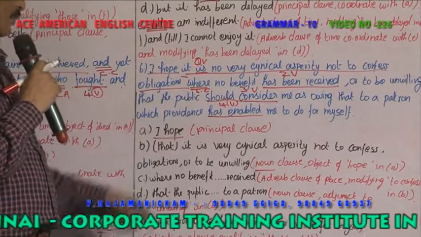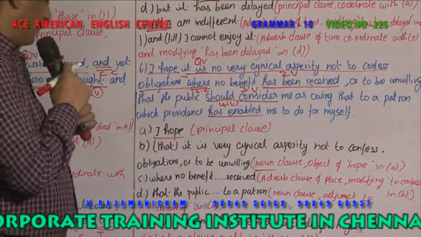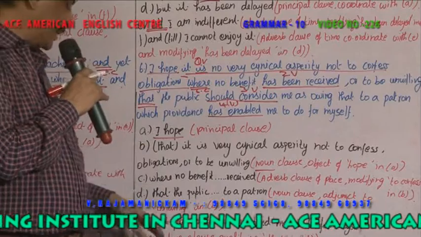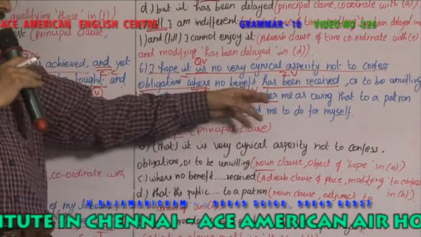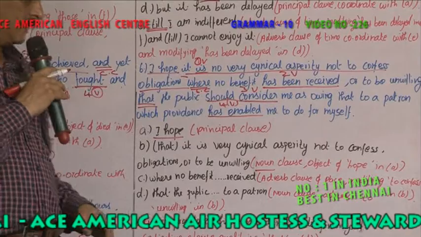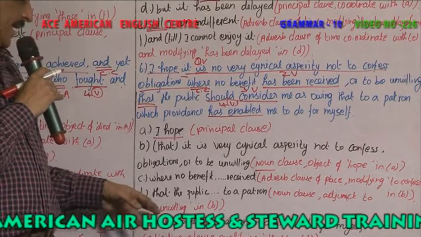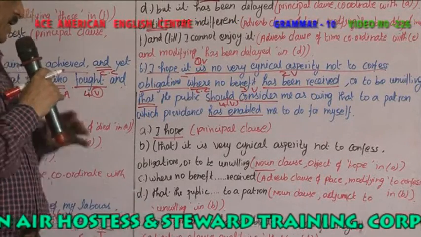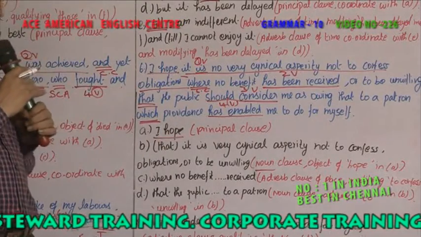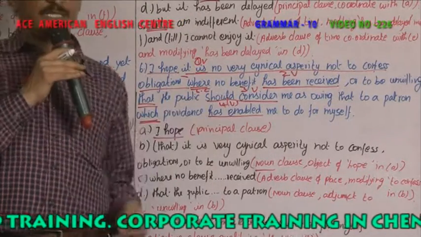So "where" is there, and then you find "that" is there. So you ask a question: what am I unwilling to do? Then you get the answer: that the public should consider me as owing that to a patron. Then you get another: which providence. So which stands for what? Which stands for "that". So this is an adjective clause.